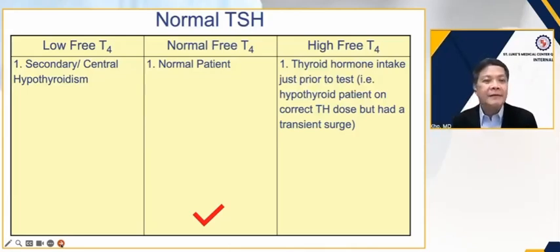On the left side, free T4 is low, but TSH remains normal. This is inappropriate. The appropriate response of a low T4 should be a high TSH. In subtler or milder secondary hypothyroidism, you can see this picture: a low T4 with an inappropriately normal TSH.